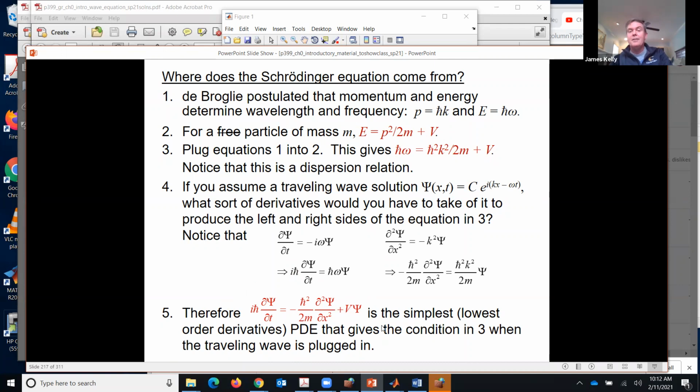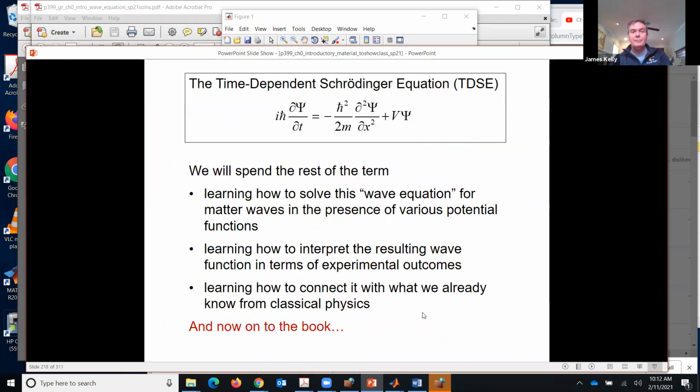So again, this is what we call the time-dependent Schrodinger equation, and it's the simplest, that means lowest order derivative, partial differential equation that gives a dispersion relation that's consistent with de Broglie's postulates. Okay, and that's kind of the starting point for the rest of the course. Griffiths postulates this on day one.